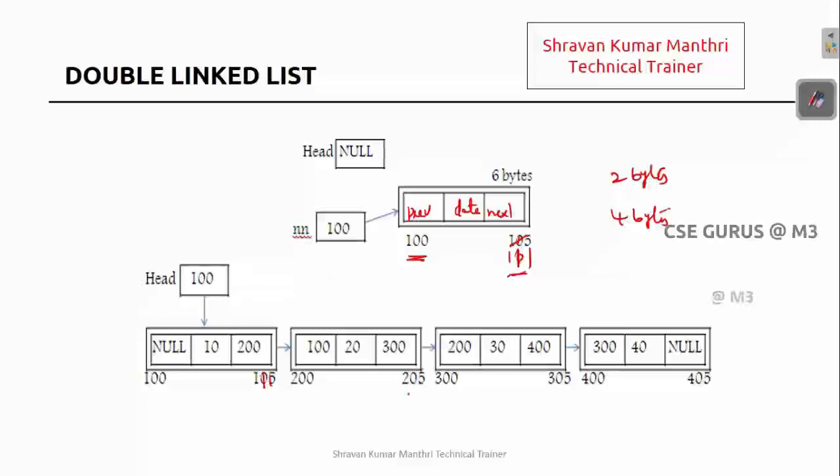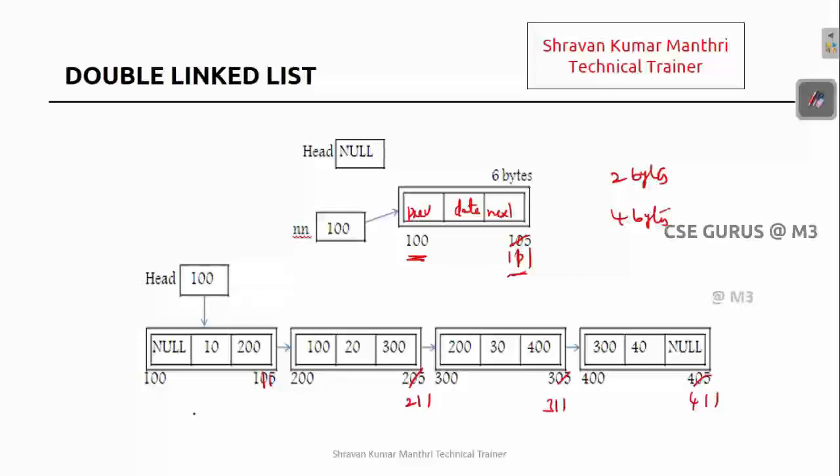If it is 200, you can take it as 211. If it is 300, you can take up to totally 12 bytes. Why? Because each integer takes 4 bytes. So here it is 411. Like this also you can consider. It all depends on how many bytes each integer is taking. So initially, this is where you have the data part, next part and previous part like this.